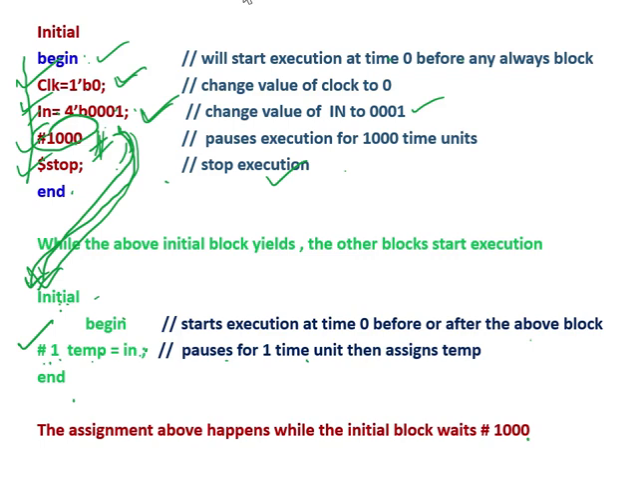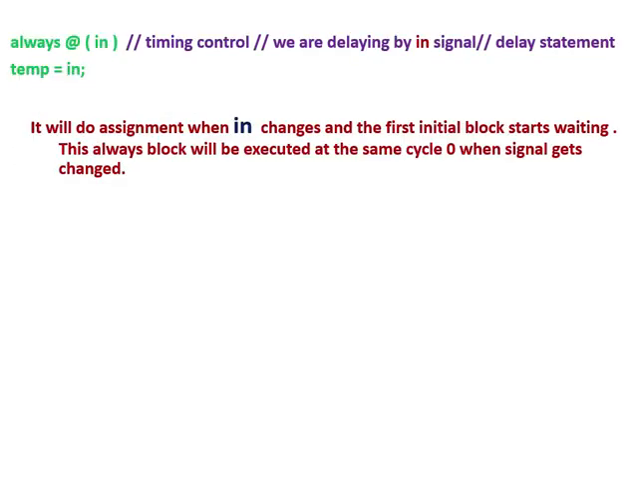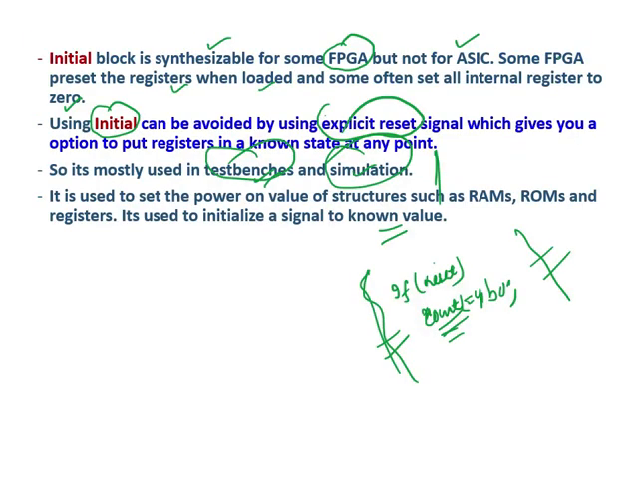Suppose these two lines are there in your code: always @in temp equal to in. So what does always @ mean? This is a halting one, right? This @ is a sensitivity list. So if there is a change in in, then this in will be assigned to temp. Do you remember this statement?